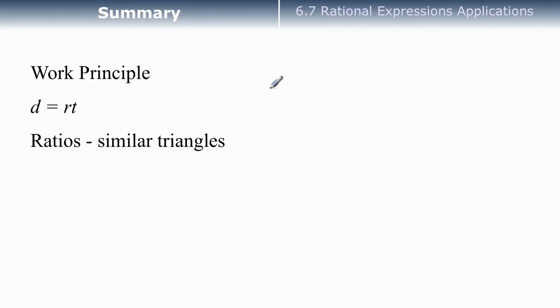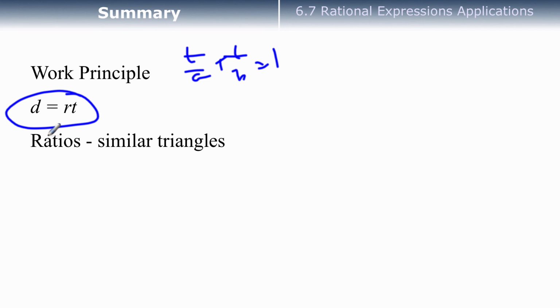Okay, so in this section, we've looked at 3 examples of rational expressions. We've looked at the work principle, T over A plus T over B is equal to 1. We've looked at a distance, rate, time example. And lastly, we looked at some ratio examples, specifically similar triangles. Try some questions in your book.